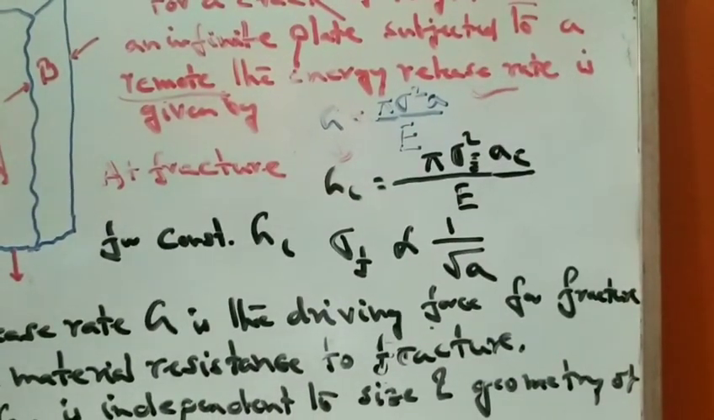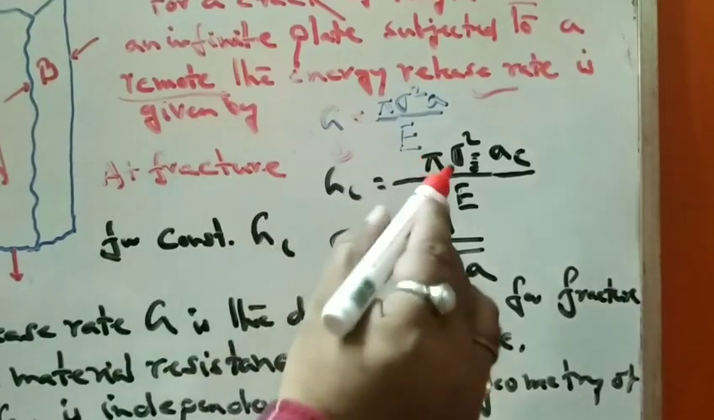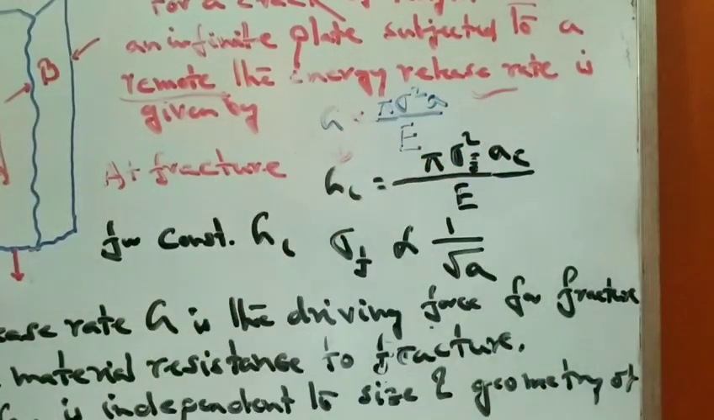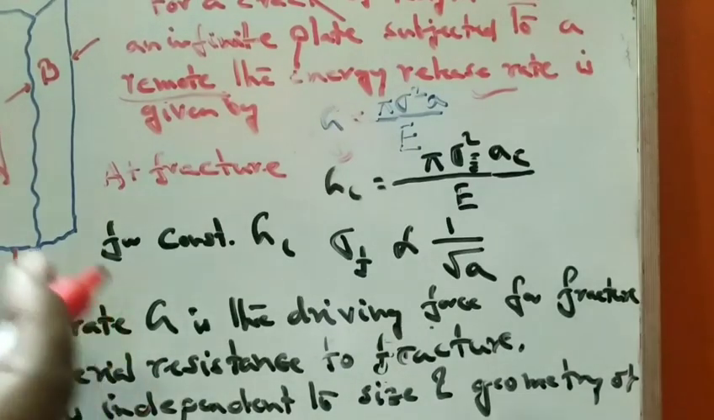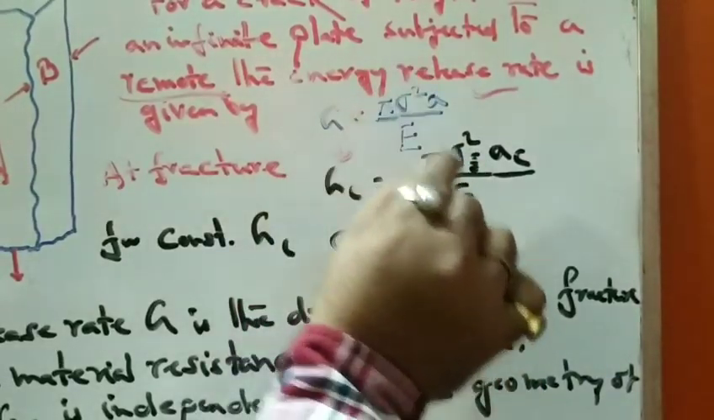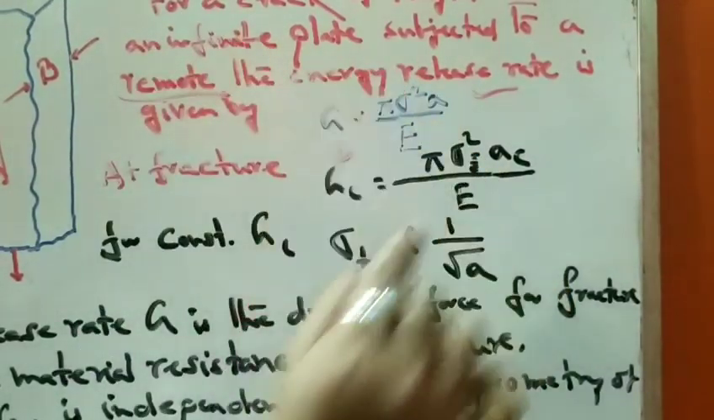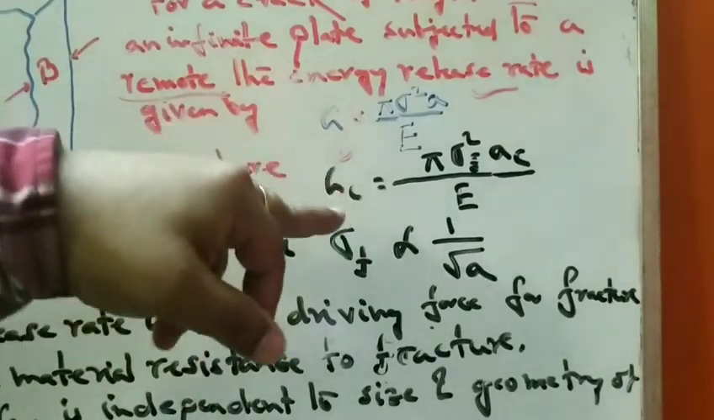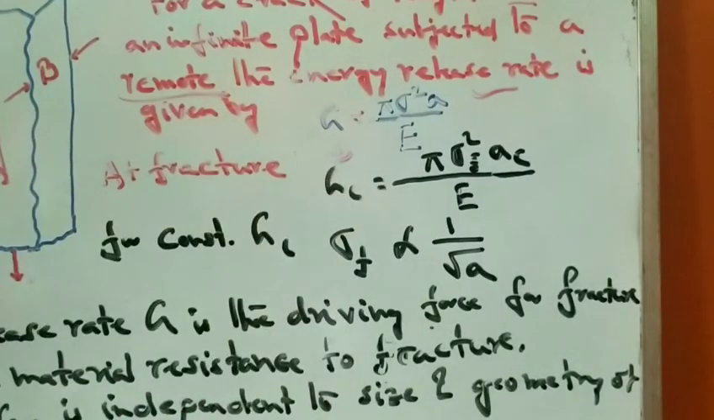So as it has been clearly shown in the equation, at fracture G equals pi sigma F square into AC by E. So what happens as AC increases? As you go on increasing the value of the remote stress sigma F, there are three important points. When the crack becomes the critical crack, at that condition the remote stress is called sigma F, and the internal resistance property given by G becomes GC, and fracture occurs.